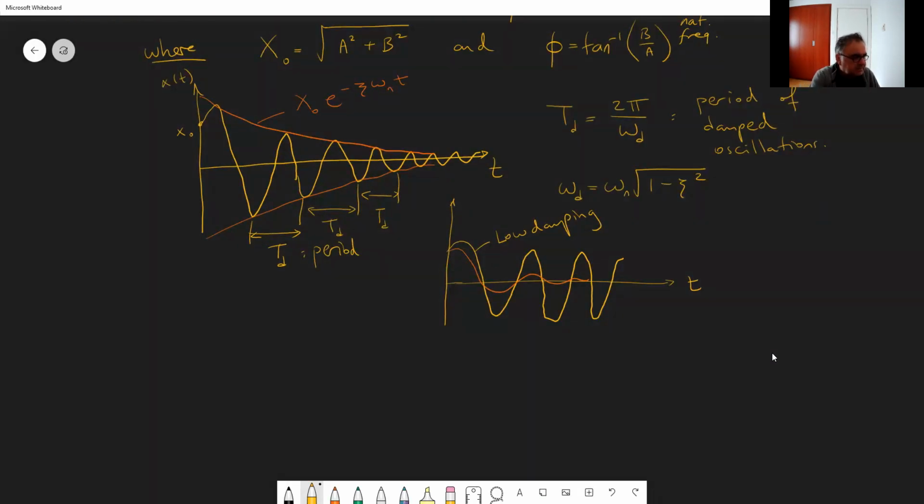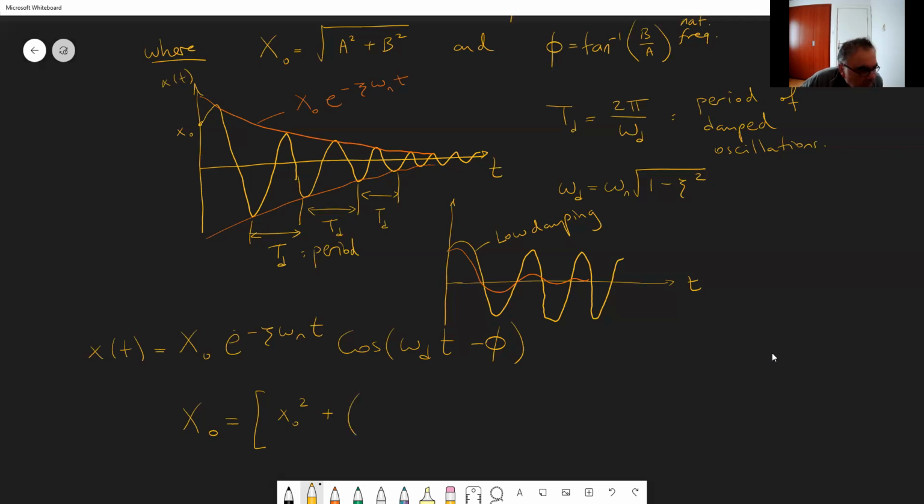One more thing is that the solution, as you might remember, is x of t. The general solution is X0 e to the minus zeta omega n t cosine omega d t minus the phase angle. What is the phase angle and X0? I'm not going to derive it because this is a long derivation, and it doesn't really matter. I'll just give you the result.